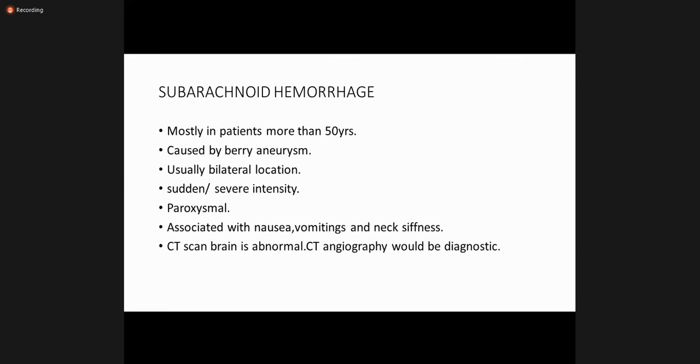Now comes another type of headache which we usually encounter in our clinical practice, the subarachnoid hemorrhage. This is headache secondary to subarachnoid hemorrhage, and these are sudden, severe, sharp thunderclap headaches, which come especially in the emergency with acute headache of severe intensity, and they have association of nausea, vomiting, neck stiffness, and altered sensorium. So these are the patients usually more than 50 years of age, and they are found to have some underlying vascular malformation, especially a saccular or berry aneurysm.